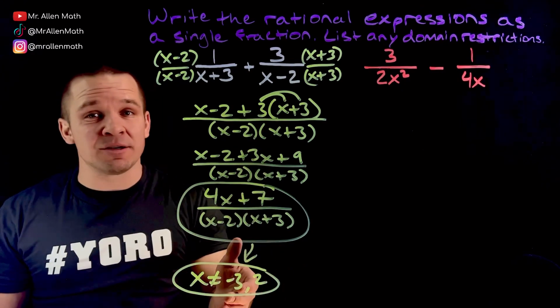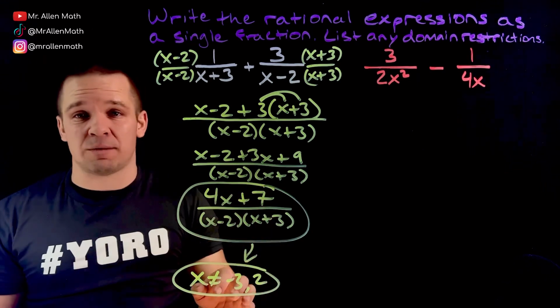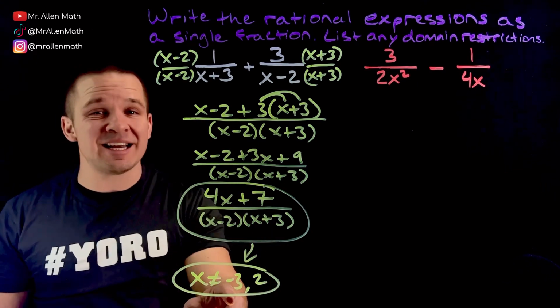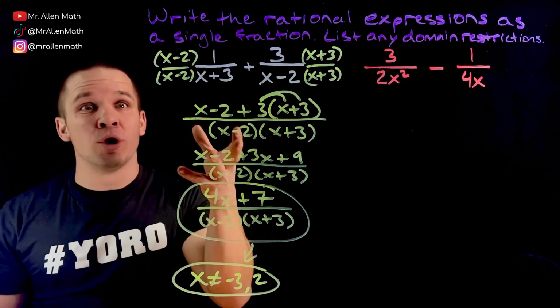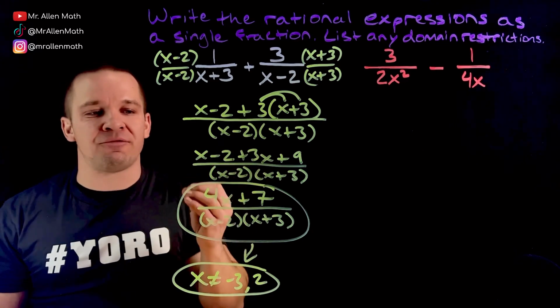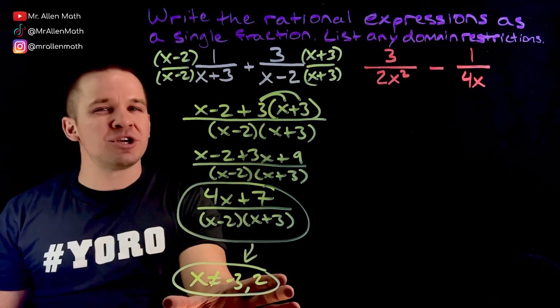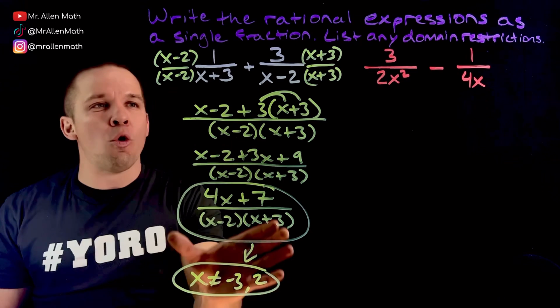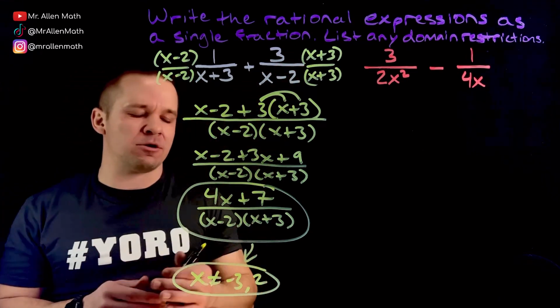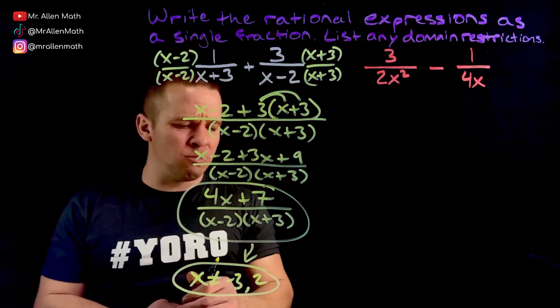Had something canceled, say that x plus 3 canceled with something in the numerator, you'd still have to list the -3 as a domain restriction because originally it would make it undefined. So that's important. That's why I usually like to knock this out at the start or after the first step if we have to factor or something like that. Let's do another one.